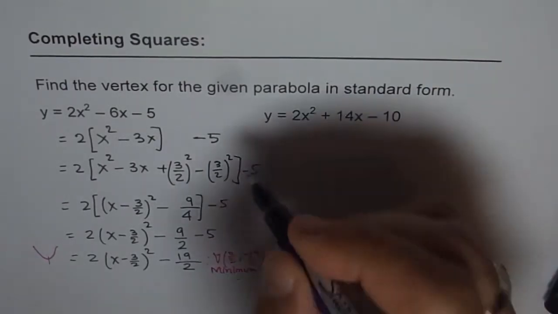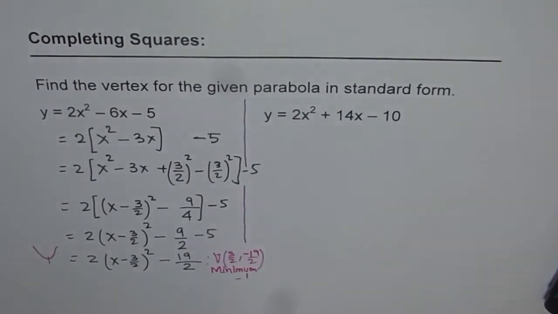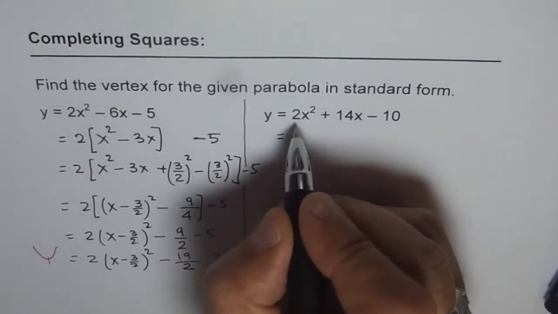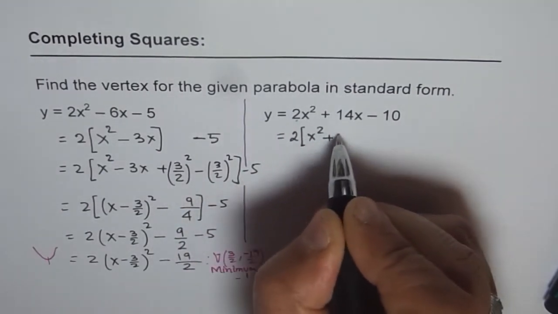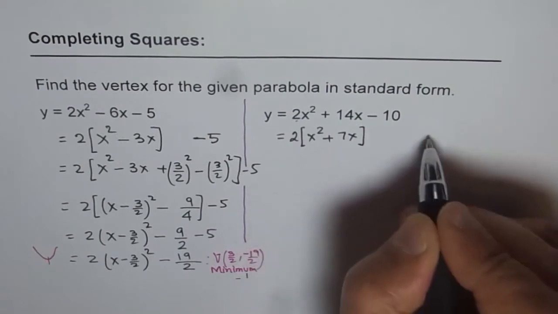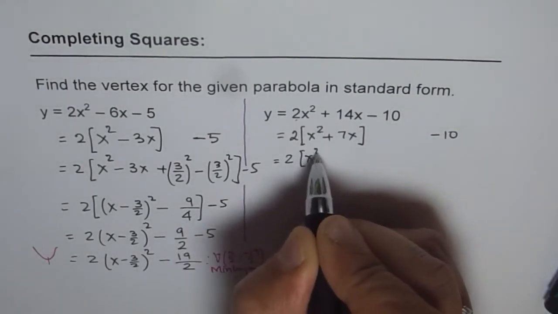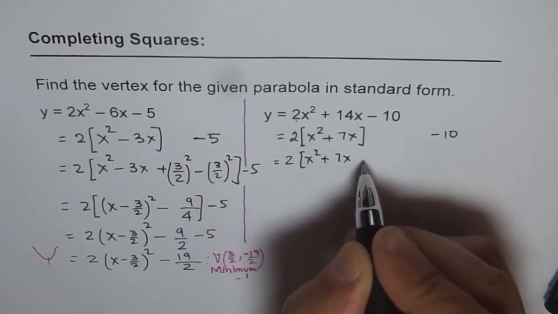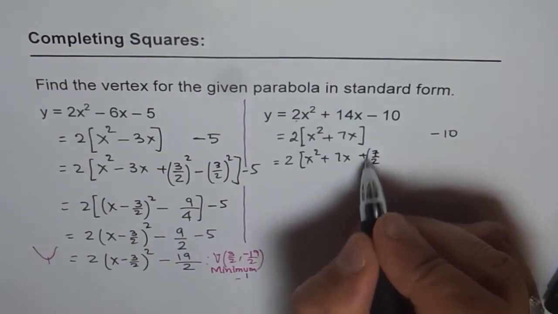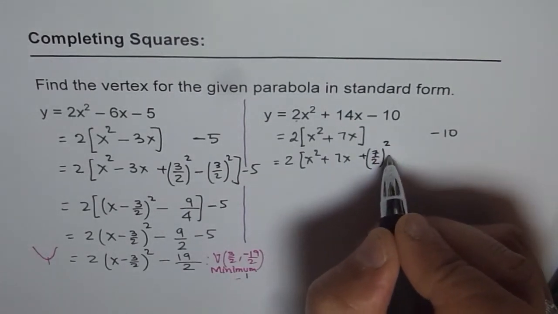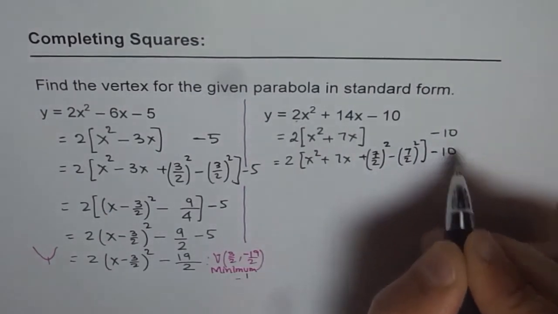Now let's do the second one also. So we have y equals, I'll factor out 2 first, which is x squared plus 7x minus 10. And then we have 2 times x squared plus 7x. And what is half of 7? 7 over 2. I was going to write 3.5, we could do that also. Minus (7 over 2) squared, minus 10.